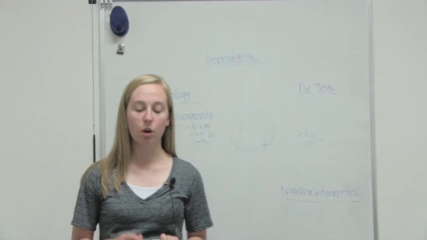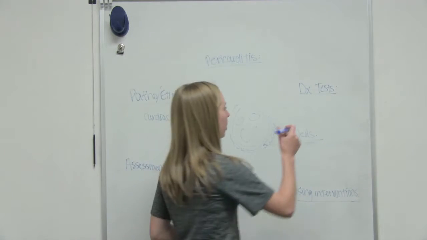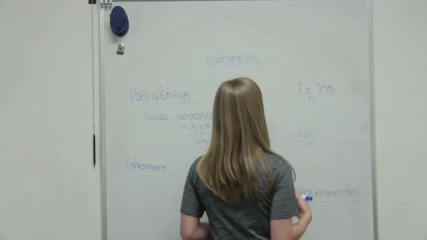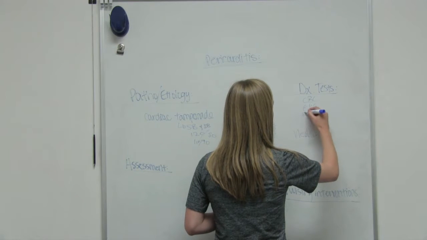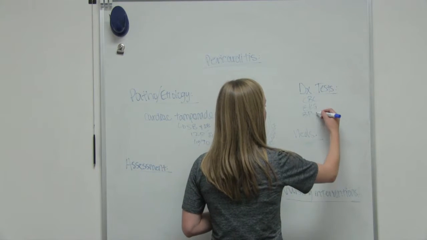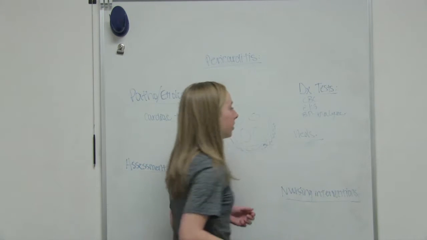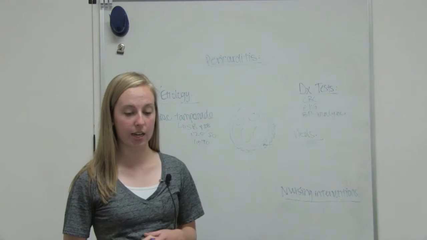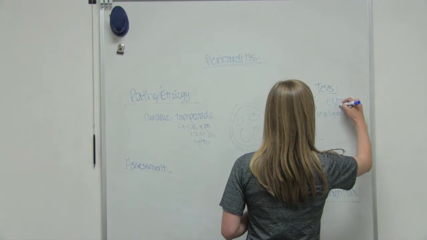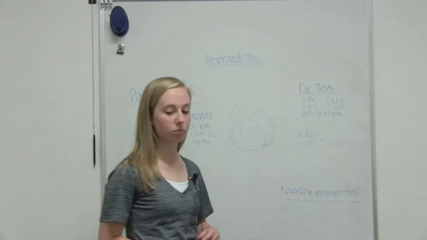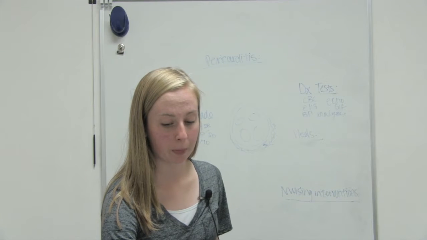In order to actually diagnose pericarditis, we can do a CBC to look for an elevated white blood cell count. We can look at an EKG, we can look at the blood pressure, and analyze the trends of the blood pressure and what it looks like. We can do an echocardiogram, a chest x-ray. We can do a CT and MRI, EKG.